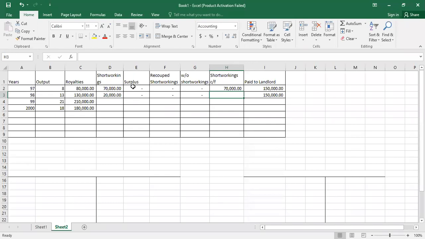Should be 90. Remember, we carried 90 forward. Yeah, 70,000 in 97, and we have not yet gotten any surplus to clear, isn't it? So this will be 90. Yes.